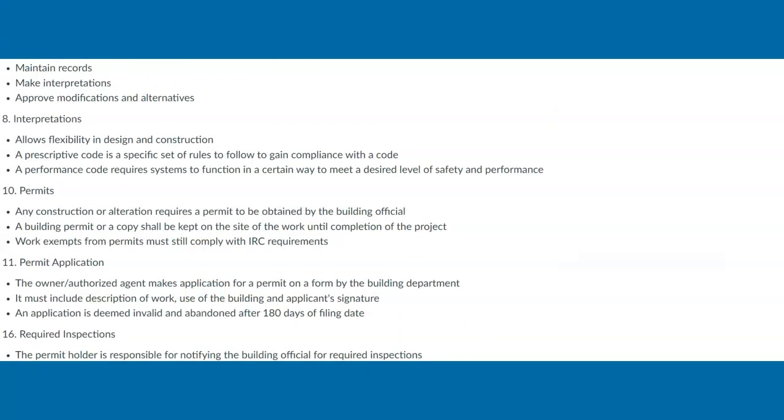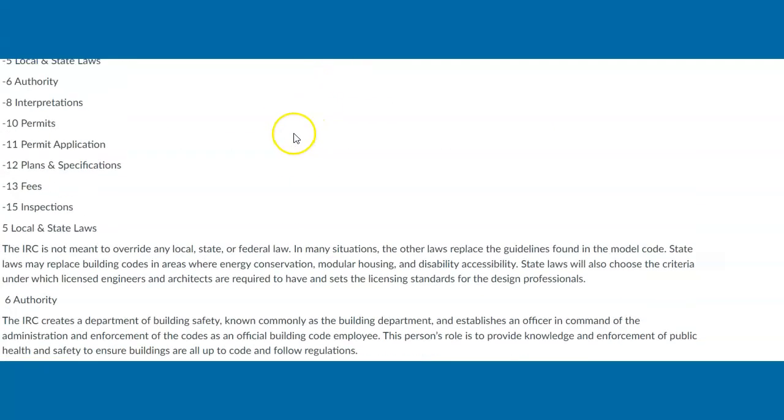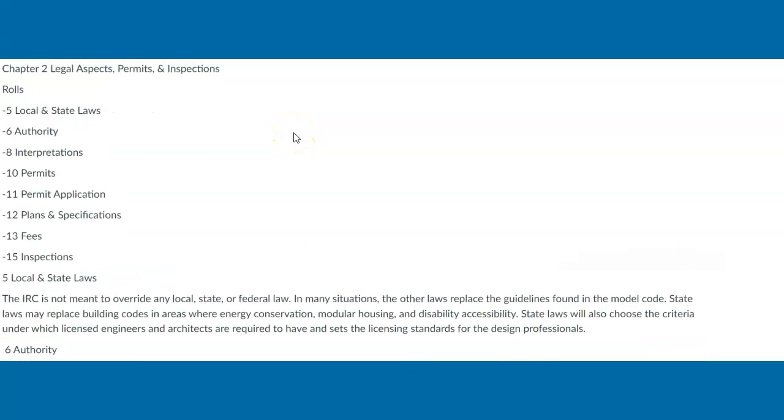Now I'm going to show you an example of someone who got it wrong. Here, they wrote Chapter 2, Legal Aspects of Permits and Inspections. Okay?